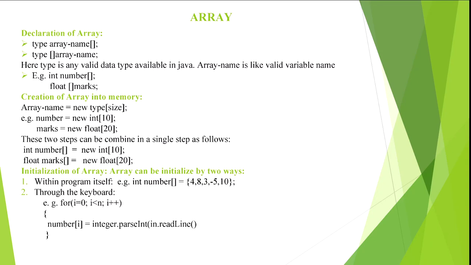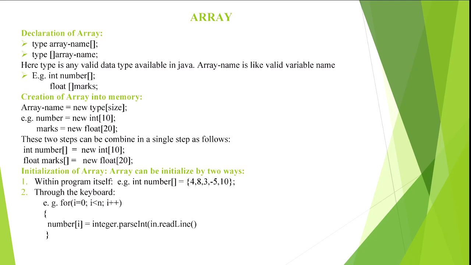Here I declare marks as an array of the type float. You can use either the first form or the second form. After declaration you can create the array in memory. The syntax for creating an array in memory is array name equal to new type size, meaning with the new operator you can create the array in memory.